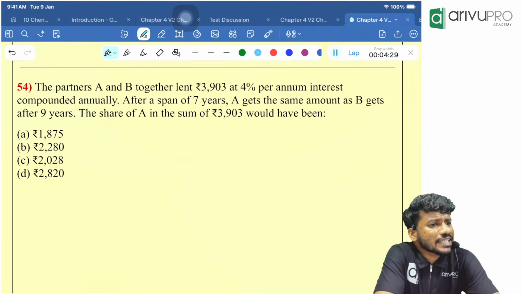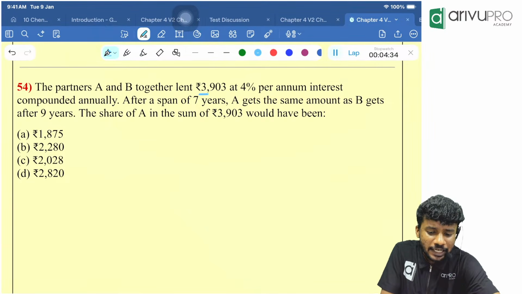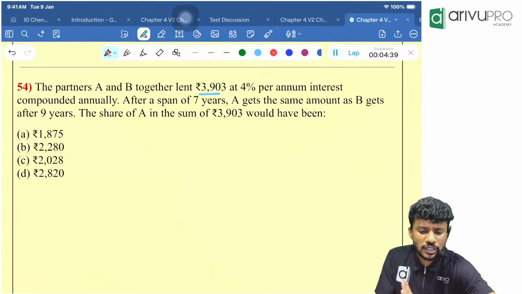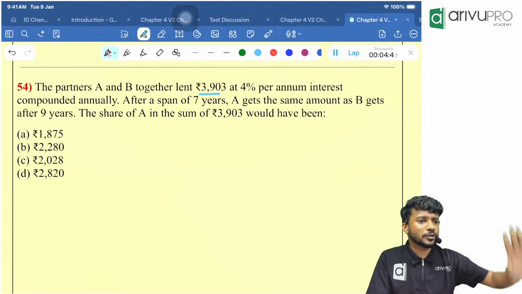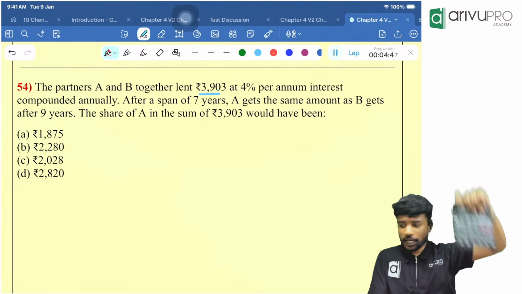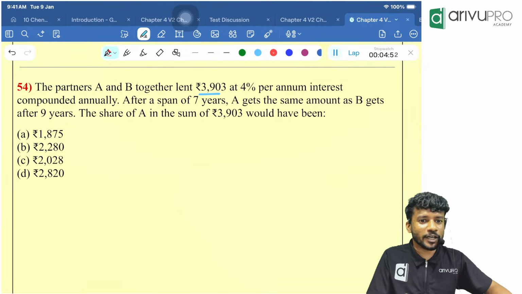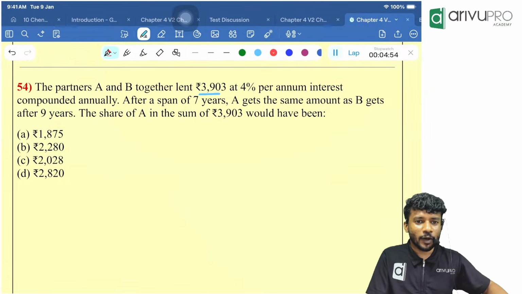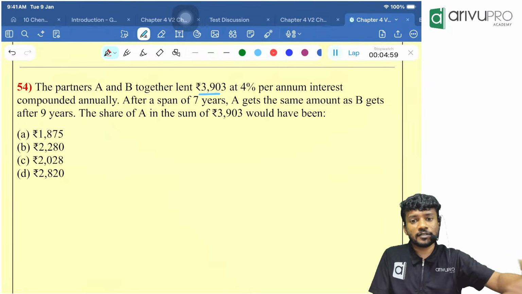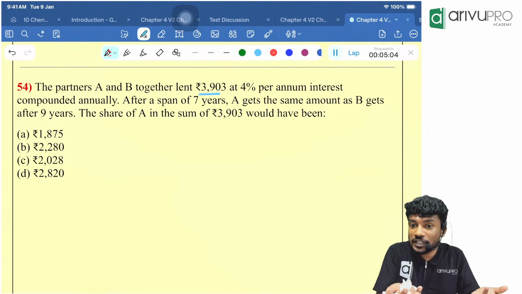The partners A and B together lent 3,903. What do you mean by partners A and B together lend 3,903? For example, two partners are there. Say I am going to start a calculator business, and I bring in a person who has the biggest calculator here. Let Logesh also join my calculator business. I will invest P1 principal, Logesh invests P2, then P1 plus P2 is the total investment. Together we are investing, right?